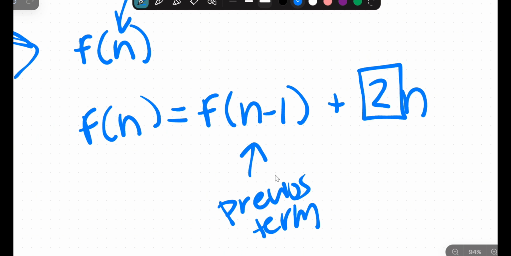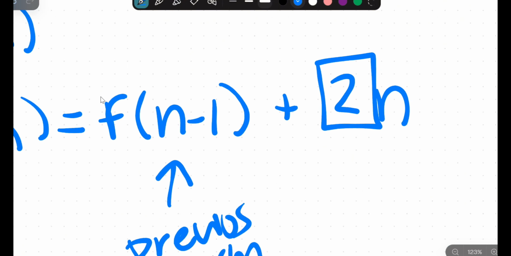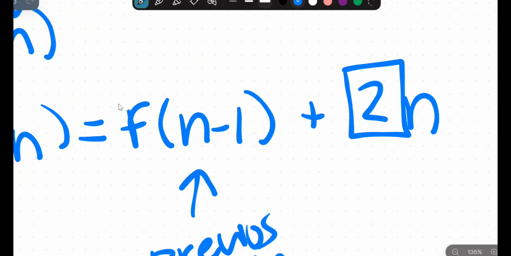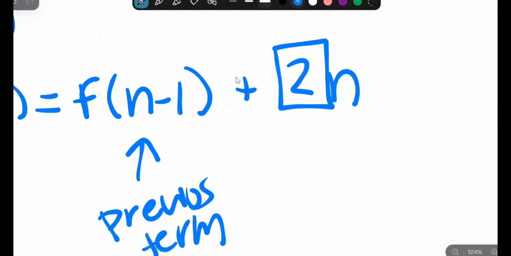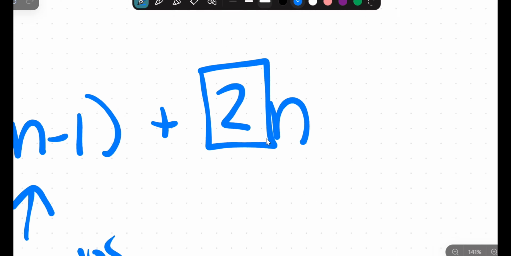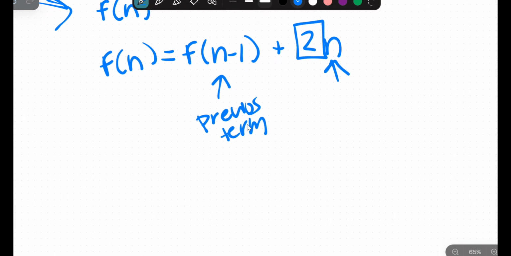Now, I know I did that pretty quick, but let me go ahead and simplify this back down. What I'm trying to do with the recursive equation is find an equation that is going to let me solve for any term, right? So if I wanted the second term, I'm going to use the previous term, which is the first term, plus 2 times my current term, or the term that I'm trying to find.